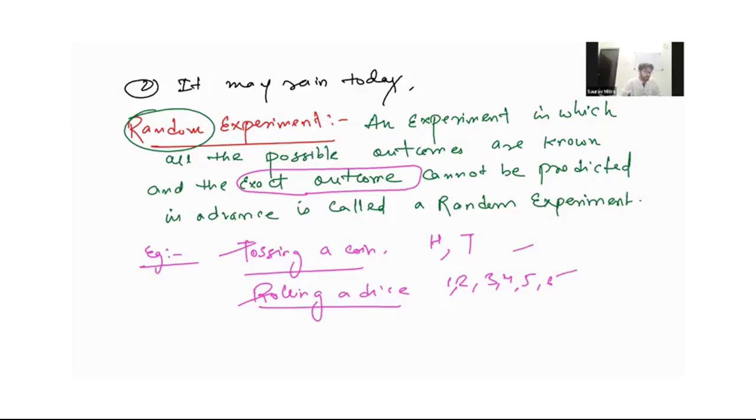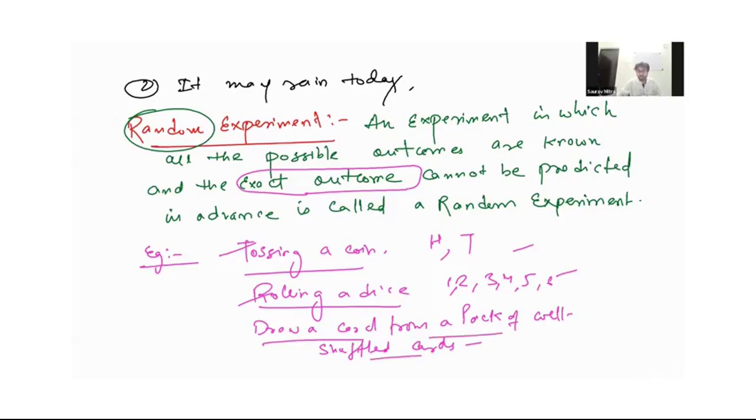Another example is drawing a card from a pack of well shuffled cards. There are four categories of cards, and the one card drawn can be any random card. So these are all random experiments, and we are not specific about their outcomes.